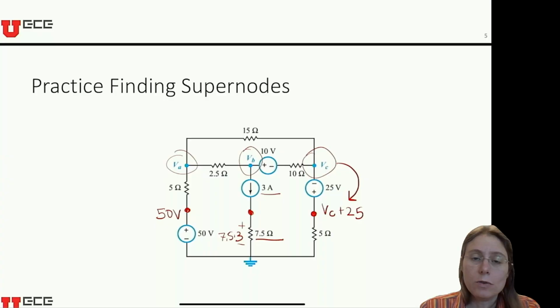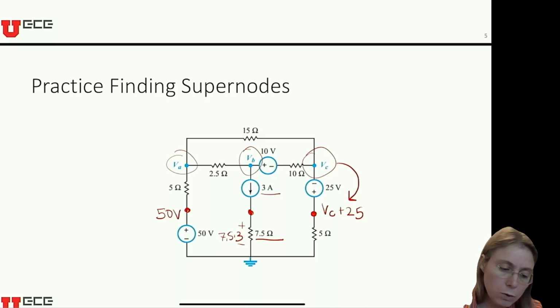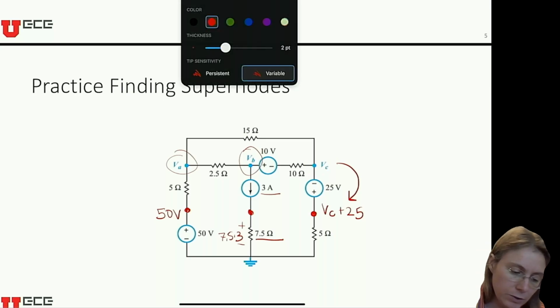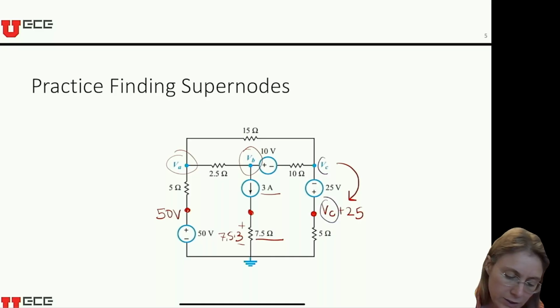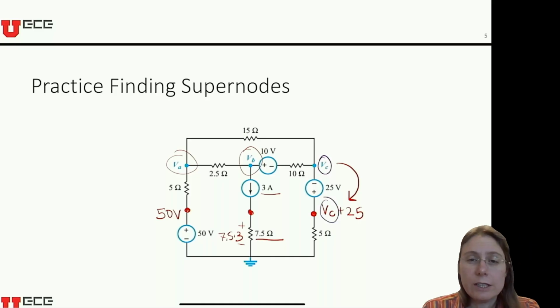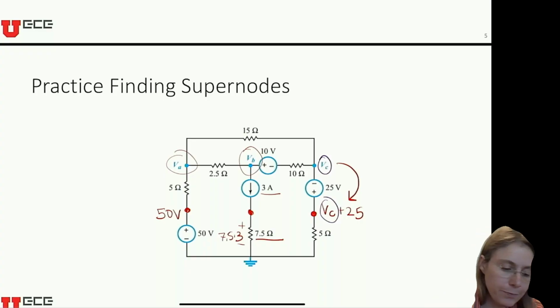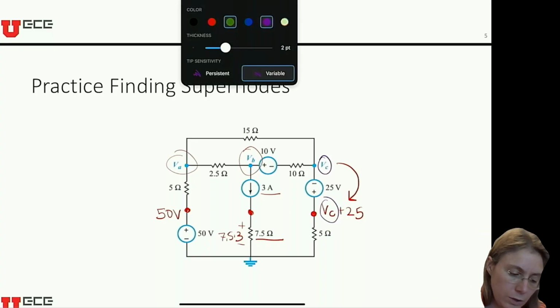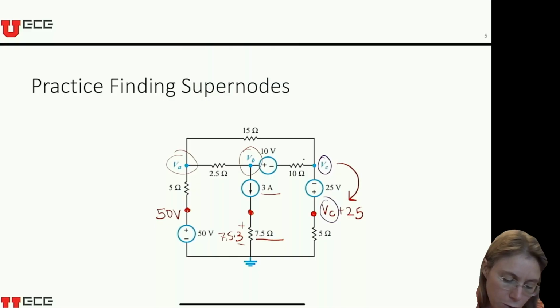And that's a clue for you when you're making supernodes. If you ever have 2 different nodes labeled with the same variable, let me do this in a different color. This is labeled VC, this is labeled VC. That's a hint to you that you might be using a supernode. So I will circle now in red. Here's one supernode that I am going to use to solve for this circuit.